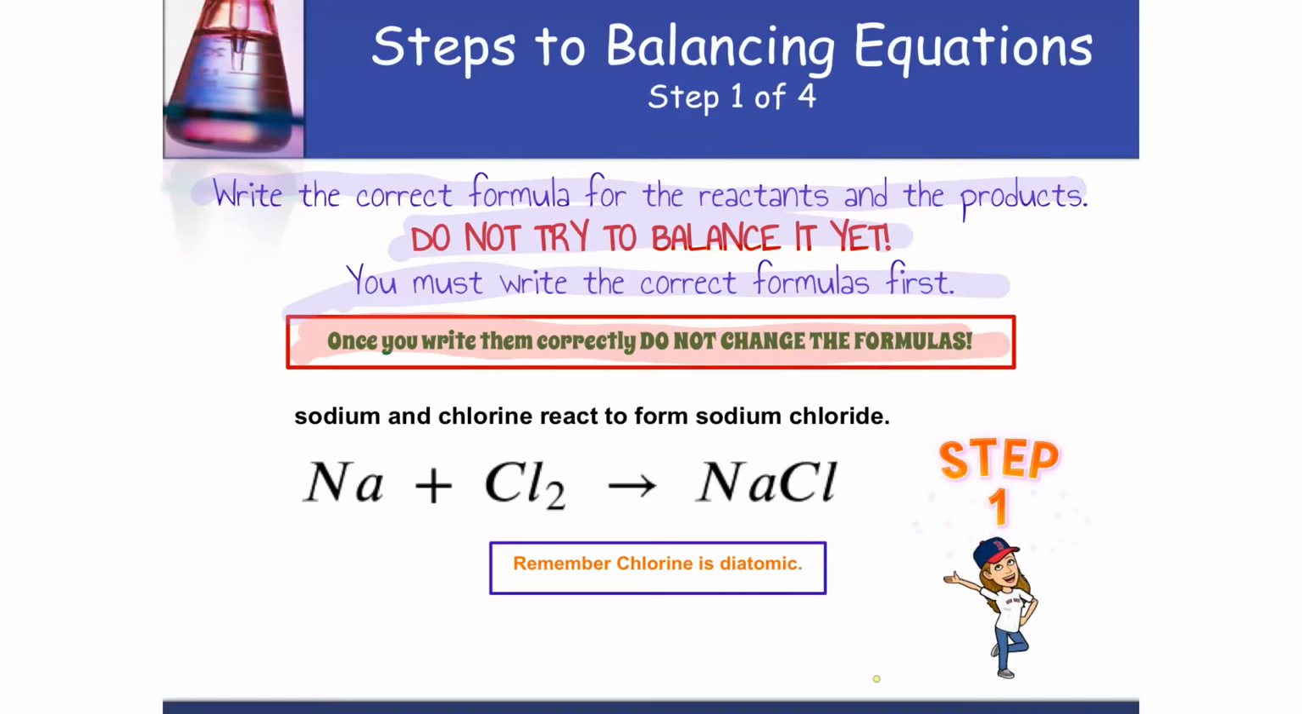So in this example, we have sodium and chlorine react to form sodium chloride. And if you recall, that react to form is the yield sign. And sodium is Na, and chlorine is Cl2 because chlorine is diatomic. And then we have our yield sign. Sodium chloride is just NaCl.